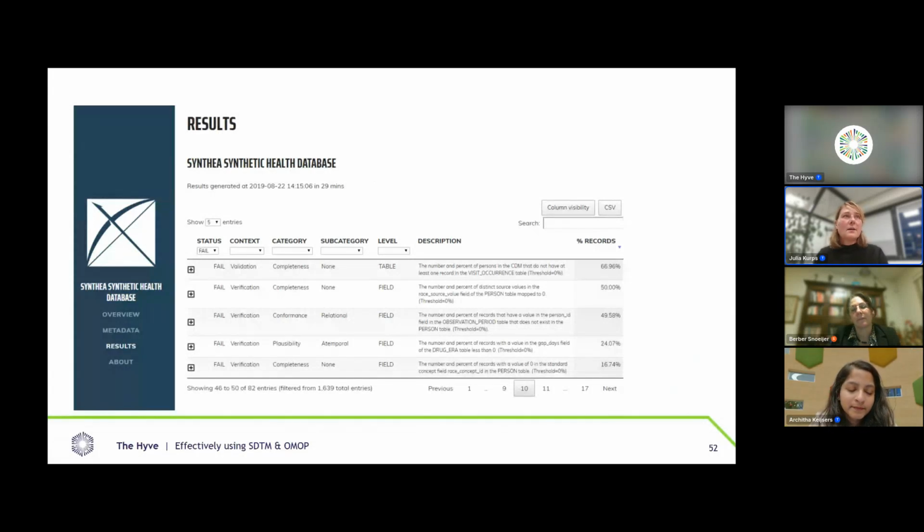So either it could be that they know of this issue and they can explain it, or it's really something that went wrong in the mapping. But this really helps you to ensure, for example, the lineage and the data quality.